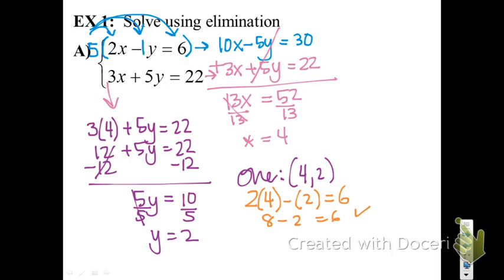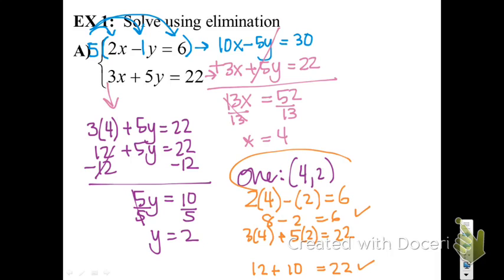The second one, we have 3 times x, which is 4, plus 5 times 2, which is y, and that's supposed to give us 22. So we multiply those. 3 times 4 is 12, plus 10, and that does give us 22. So it checks in both, and we know that this solution is correct. What this solution means is that if we were to graph those two original equations, they would intersect at (4, 2).